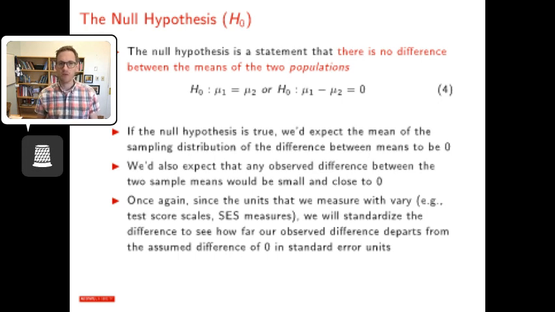So the idea is if we expect the null hypothesis is true, that we'd expect the mean for the sampling distribution of differences of means to be 0 as well, okay? And we'd also expect that any observed differences between these two sample means would be small and close to 0. So once again, the units that we're measuring on will vary. So some might be test scores, some might be student poverty, some might be some survey measure that we gave. But we're going to standardize this difference and put it in a standardized distribution to see how far it varies or departs from this mean of 0, okay? So that's what we're going to be testing against.